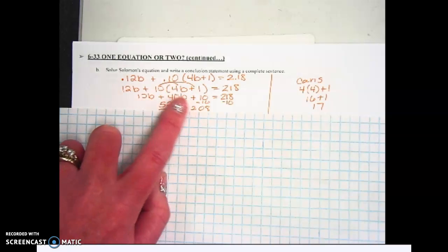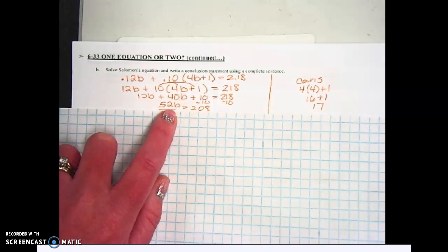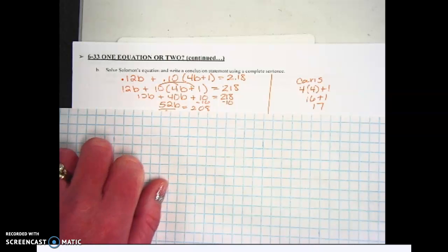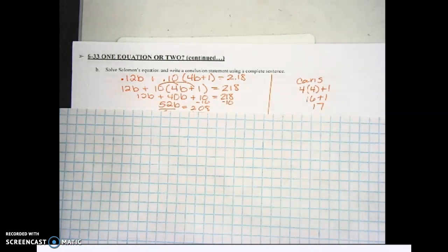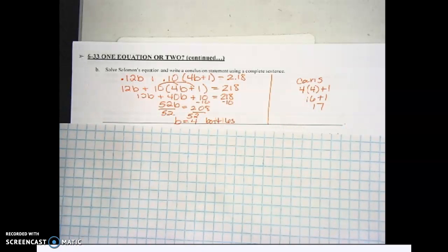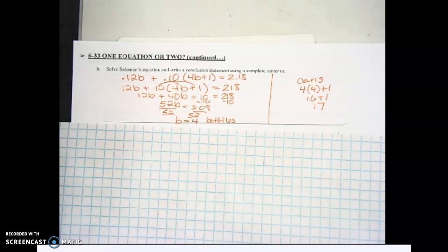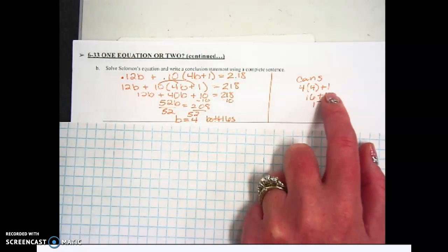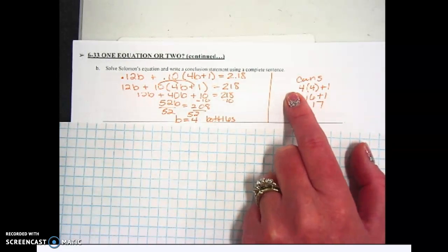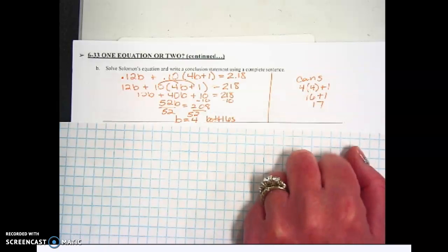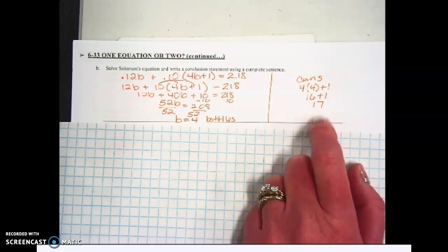And then these are like terms, right? So 12b plus 40b is 52b. And then the last step is to divide both sides by 52. And 52 goes into 208 4 times. Okay? So we've got 4 bottles. But the question not only asks for bottles, it also asks for cans. So to find the cans, remember it was 1 more than 4 times the amount of bottles. So you have to multiply 4 times 4 and add 1. So there are 17 cans.